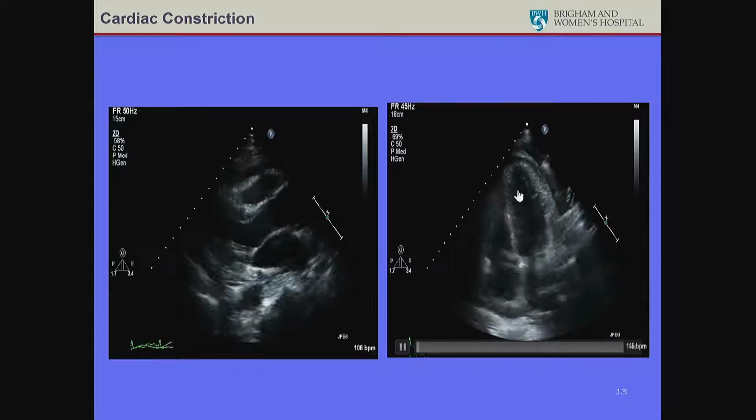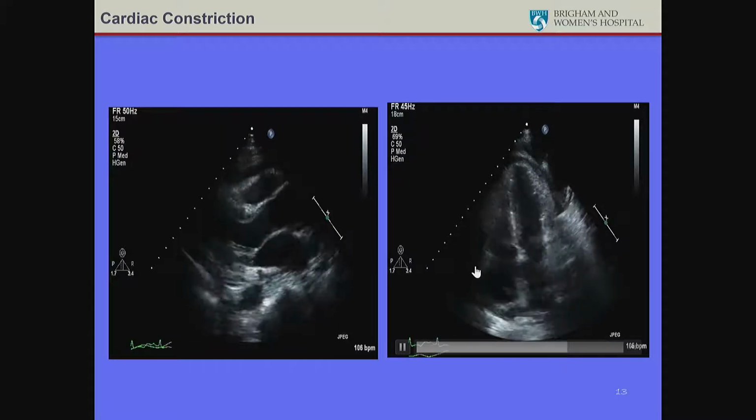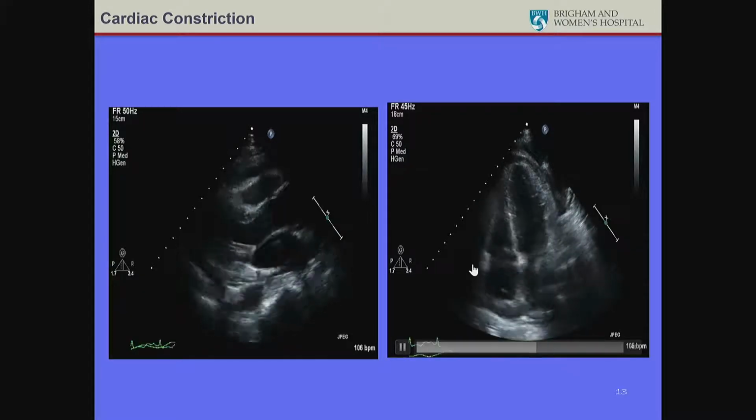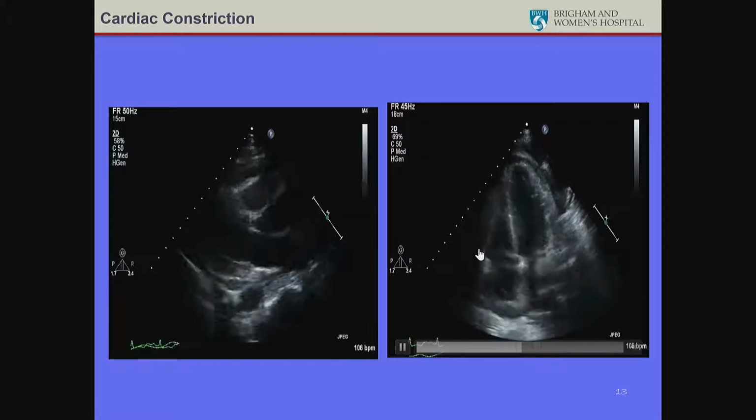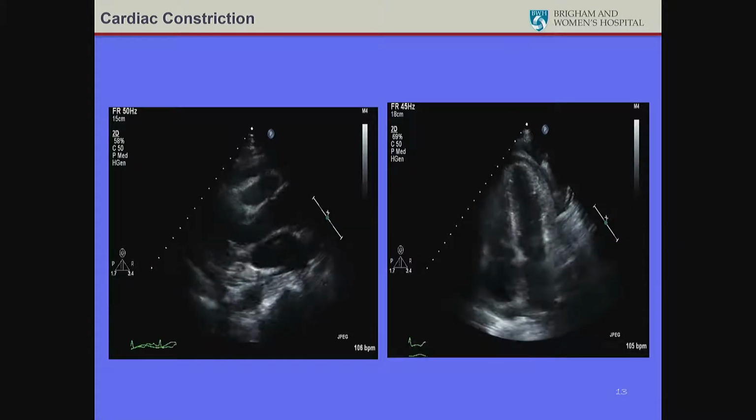inspiratory septal bounce. In constriction, the constrictive effect of the pericardium limits right ventricular filling during inspiration when intrathoracic pressures are lowest. And because of that, during inspiration, the blood moves towards the interventricular septum, creating the septal bounce.